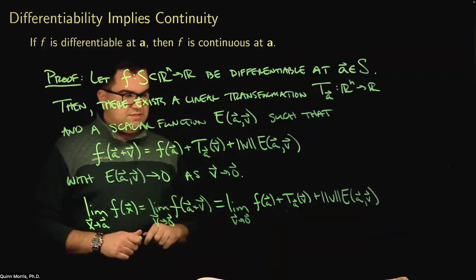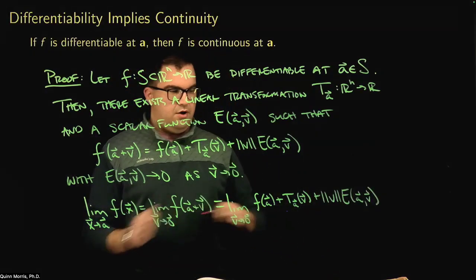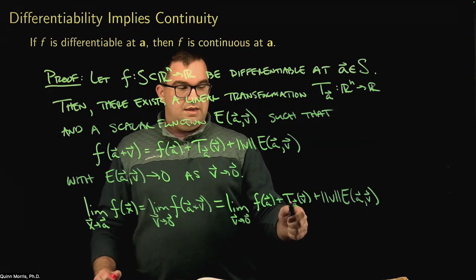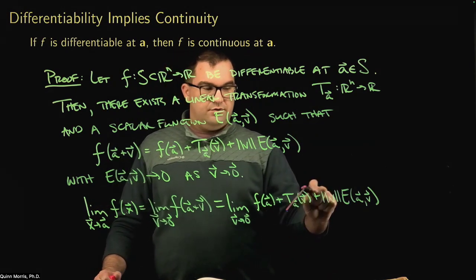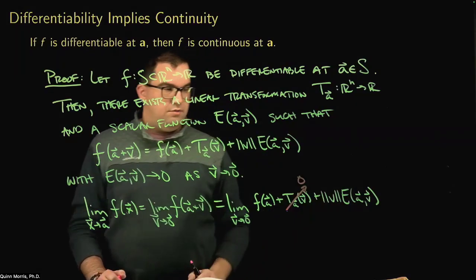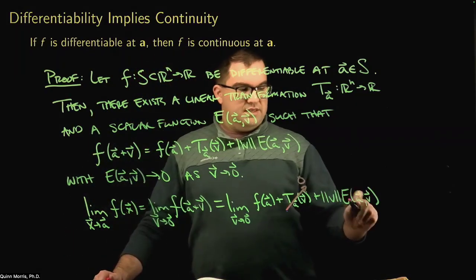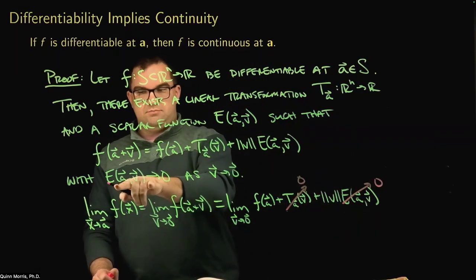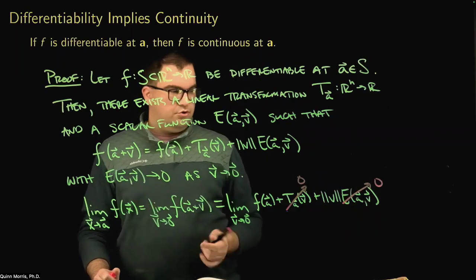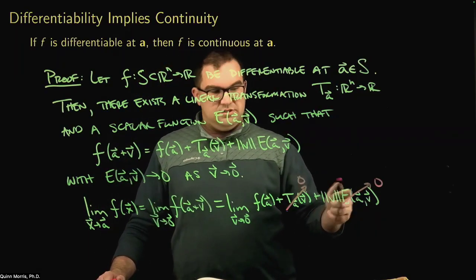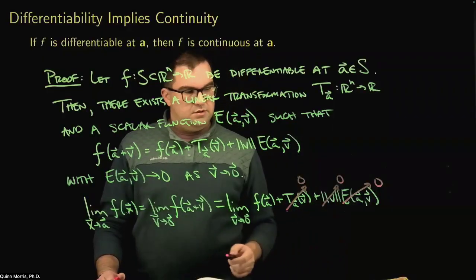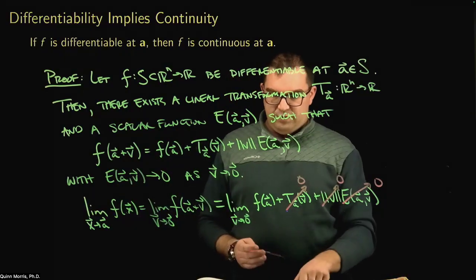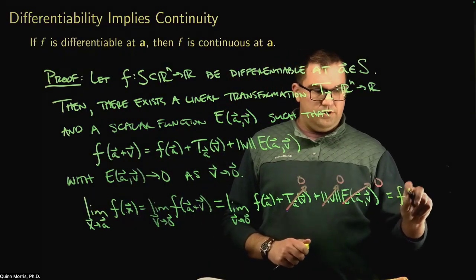Now, if we look at what happens to each of these terms as v goes to 0, this is linear, so this is continuous, and any linear operator applied to the 0 vector is just 0. So that just goes to 0. This is going to 0, and certainly this is going to 0 by our assumption about this error term here. And this piece is also going to 0. The norm is continuous. So all those things go to 0 in the limit, and what I'm left with then is that this is just equal to f of a.